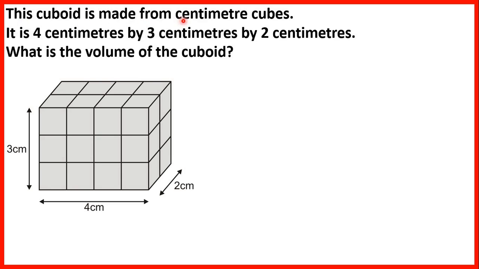This cuboid is made from centimetre cubes. It is 4 centimetres by 3 centimetres by 2 centimetres. What is the volume of the cuboid? So to calculate the volume of a cuboid, to calculate the amount of space that it takes up, we multiply the length, width and height. And because they've given us the dimensions, all we need to do is to work out 4 times 3 times 2. 4 times 3 is 12, times 2 is 24. So the volume is 24 centimetres cubed.